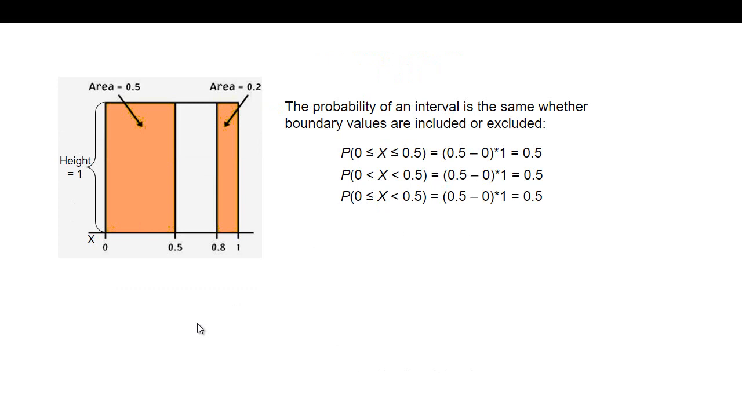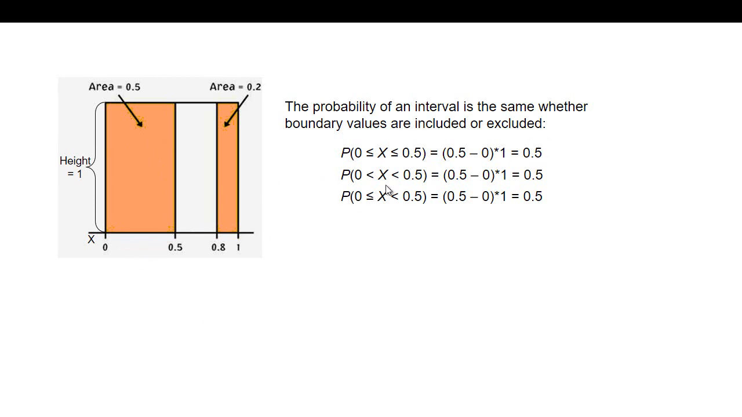So again, let's say I have the uniform distribution over the interval from 0 to 1, and let's find a couple of probabilities. So the probability that x is between 0 and 0.5 is equal to the width times the height here. Height is always 1, so it's going to be the same as the width, 0.5.